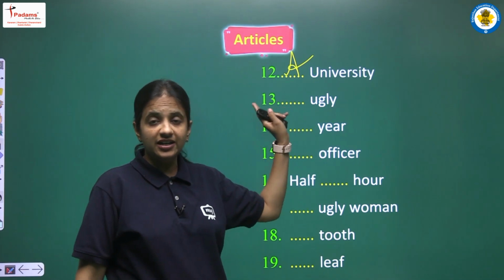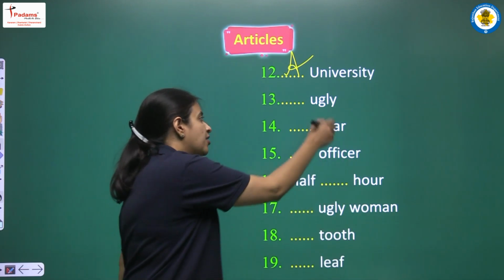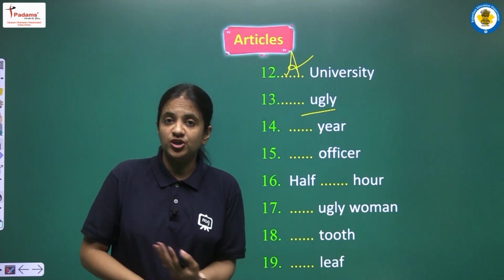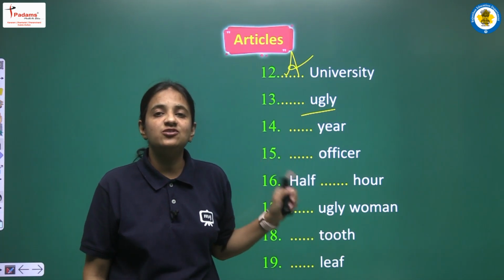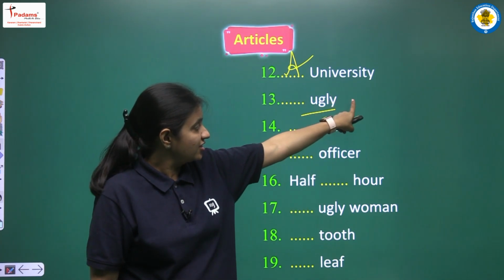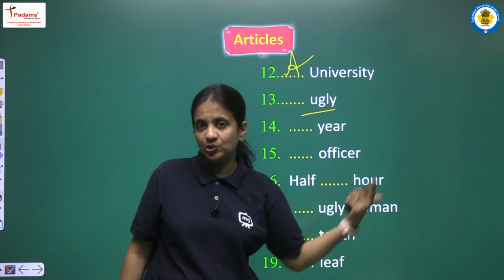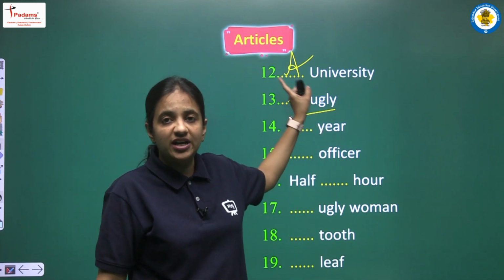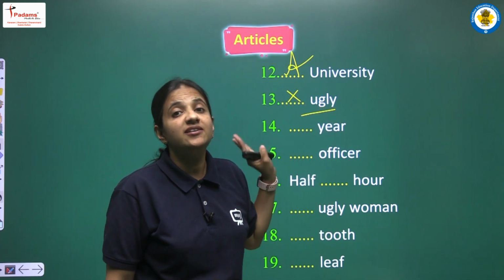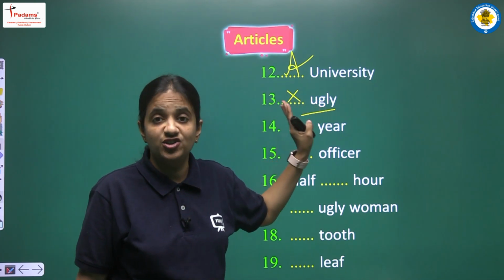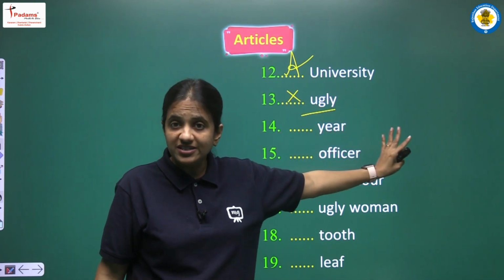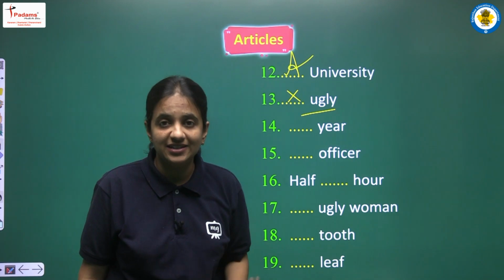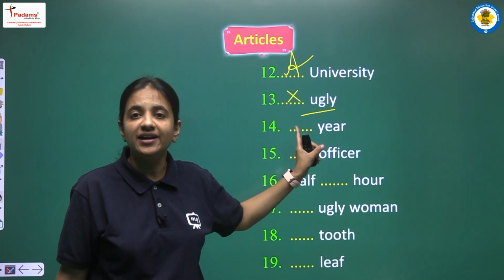Next we are having ugly. So students, here you have to be very careful. We have discussed in the rules that we have to use articles for nouns, right? And ugly is not a noun, but one of the adjectives, and after this adjective we are having no noun, only an adjective is given to us. So yes, we cannot use any article here. So we have to put a cross mark before ugly. Why? The reason should be clear to you all. The reason is that ugly is an adjective, and after the adjective no noun is given to us, and for adjectives alone we cannot use the articles, and this is the reason we are putting one cross mark here.